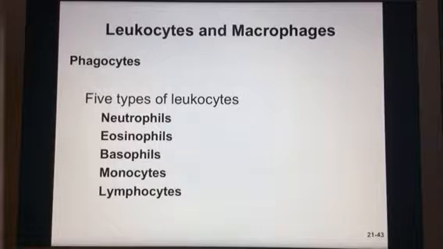Okay, so then our next line of defense are phagocytes. Those are cells that are using phagocytosis to ingest those foreign particles and destroy them. And so our 5 types of white blood cells, which you've gone through previously in the blood chapter, in this chapter we're going to focus a little bit more on each of their functions.